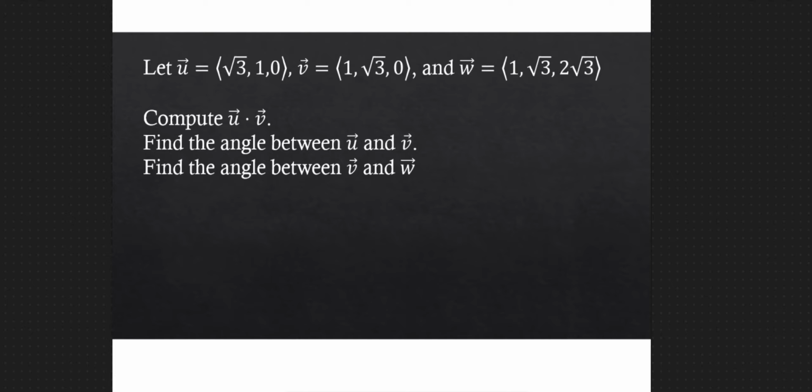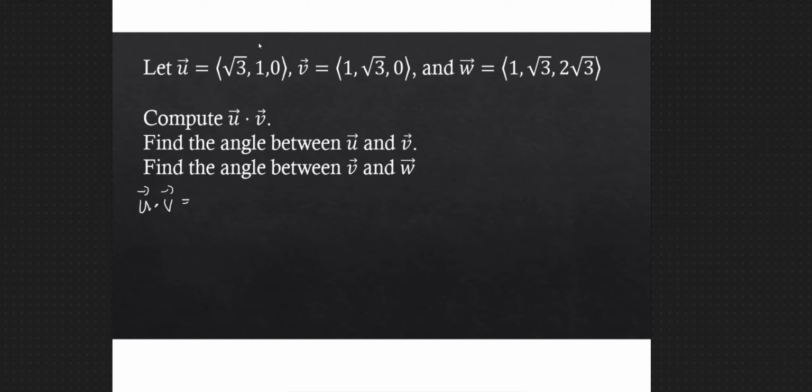In this video, I'm just going to run through an example of finding the angle between two vectors. So here we're given three vectors, and I want to compute the angle between u and v, and the angle between v and w. I also just want to compute u dot v. So let's do that first. Let's compute u dot v.